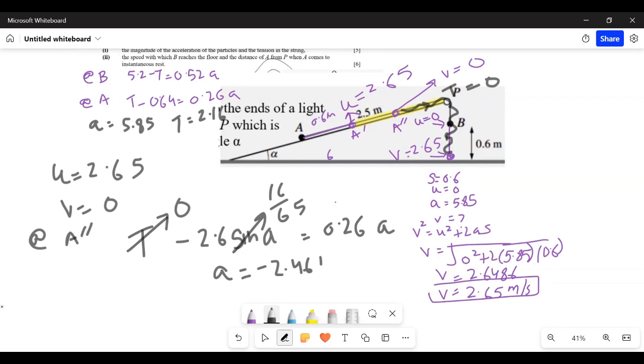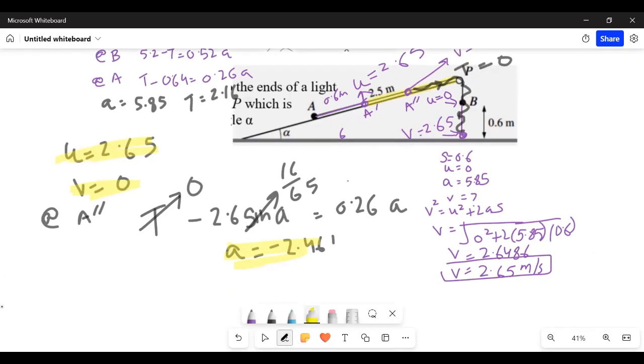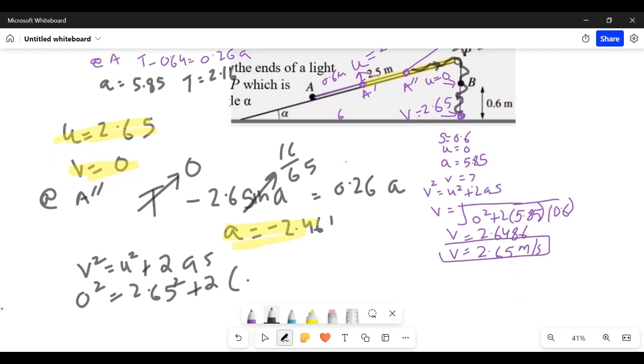Alright, A has also come. So A is this. So now you use these three parameters U, V and A to find what? We will find S first. So from U, V and A, S. V squared equals U squared plus 2AS. So 0 squared equals 2.65 squared plus 2 times A, A is minus 2.461, and S is what you have to find. Tell me what you get for S.